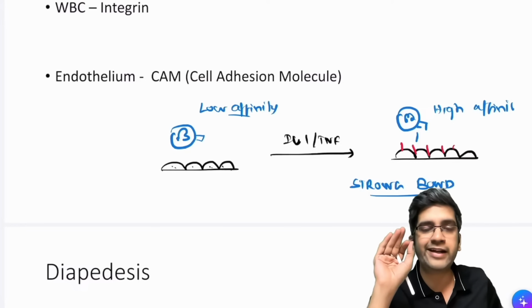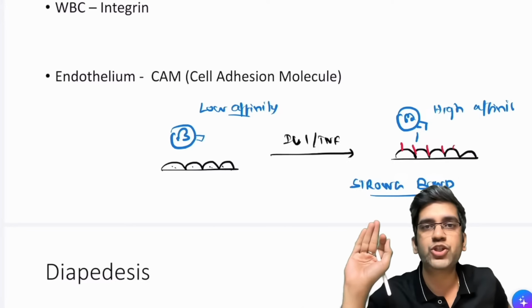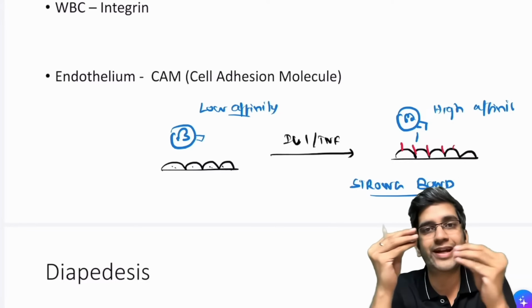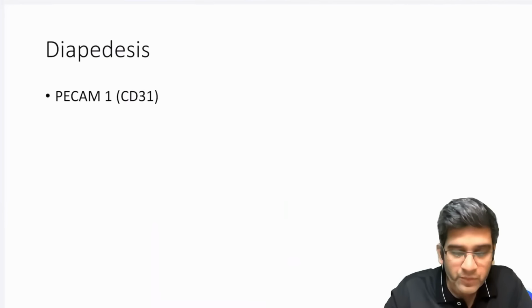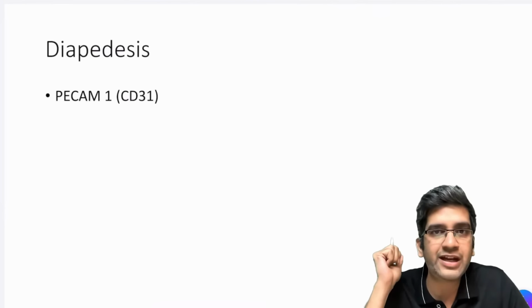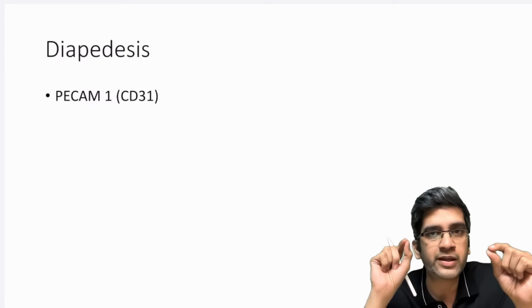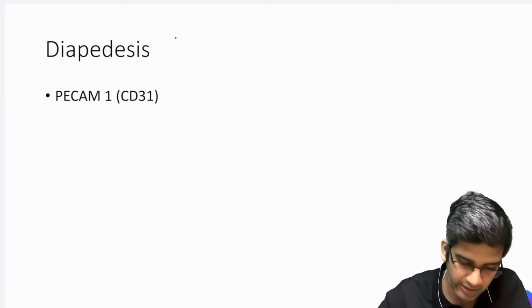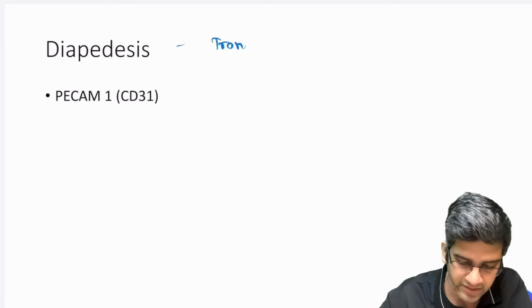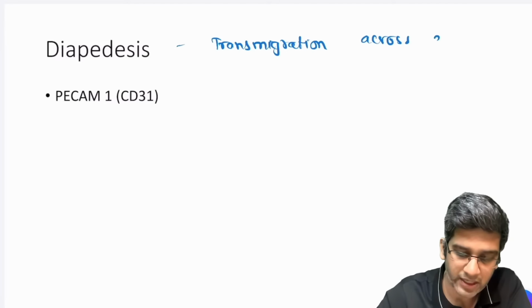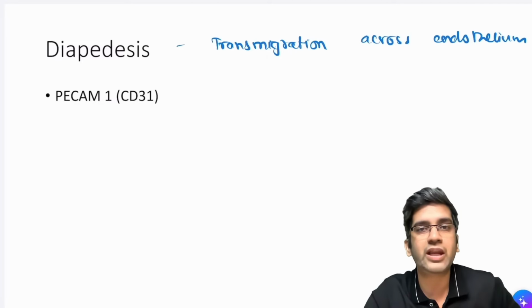If you are clear in writing what is happening inside the body, that should be more than enough for me, right? So once the adhesion is over, the next step is to get outside. And the most important thing, when you talk about diapedesis, to grab the attention of the examiner, write that diapedesis is equivalent to transmigration of WBC across endothelium. That's my definition. It's nothing but transmigration across the endothelium.